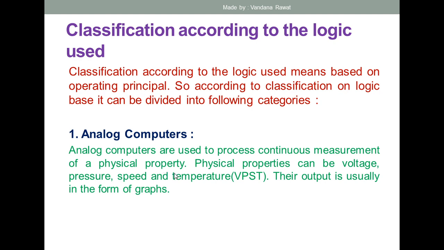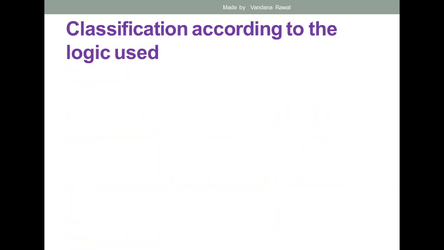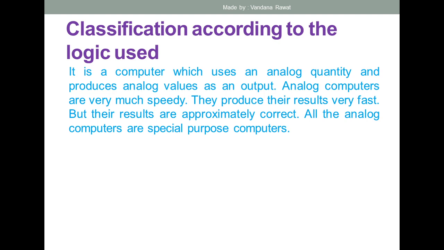In case of these computers, the output is usually in a form of graph. And if the computer is presenting the output in a form of graph, then obviously these types of computers give approximate output, not accurate output. This is one of the disadvantages also. But at that time, because we had limited computers, these computers were very specific purpose computers. It is a computer which uses an analog quantity and produces analog values as output.